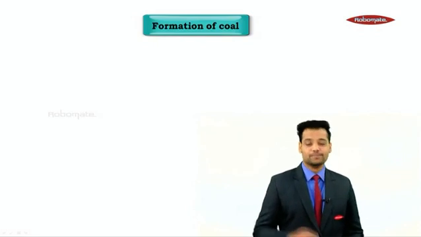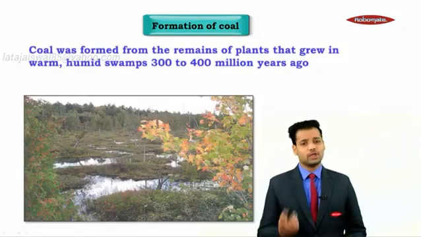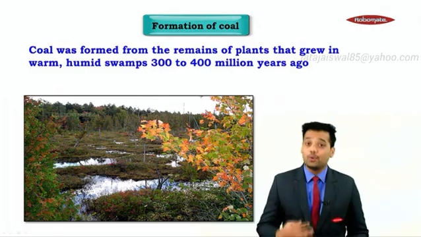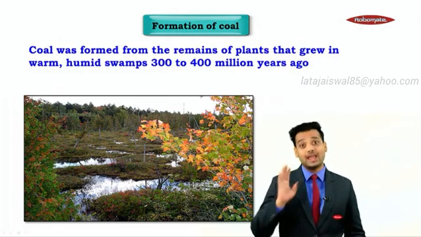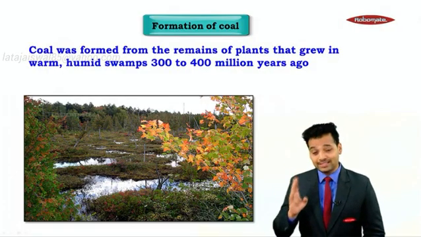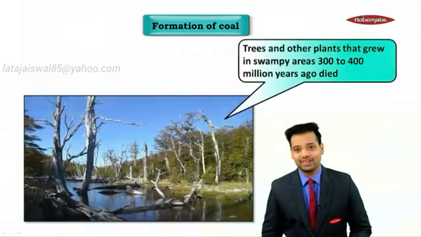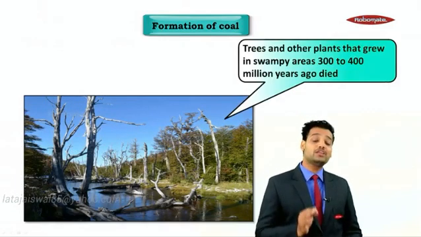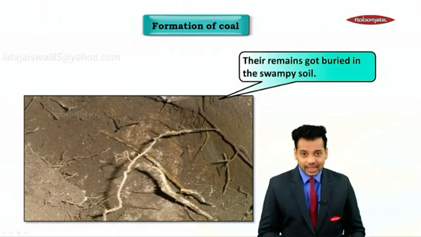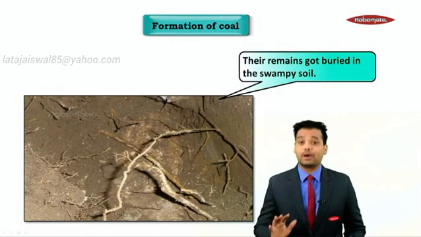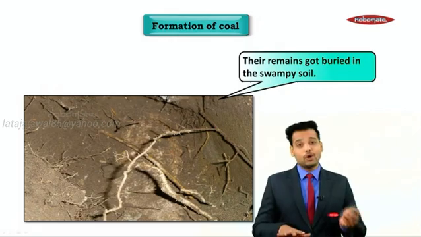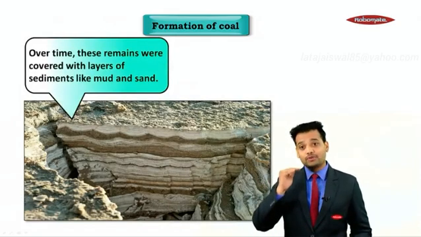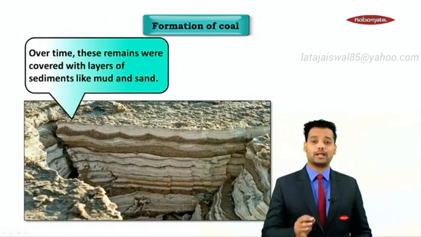So, formation of coal. What is coal? Coal was formed from the remains of plants that grew in warm, humid swamps 300 to 400 million years ago. So imagine the history of coal. Trees and other plants that grew in swampy areas 300 to 400 million years ago died. When they died, the remains got buried in swampy soil and covered with extra layers of soil. Over time, these remains were covered with layers of sediment like mud and sand.